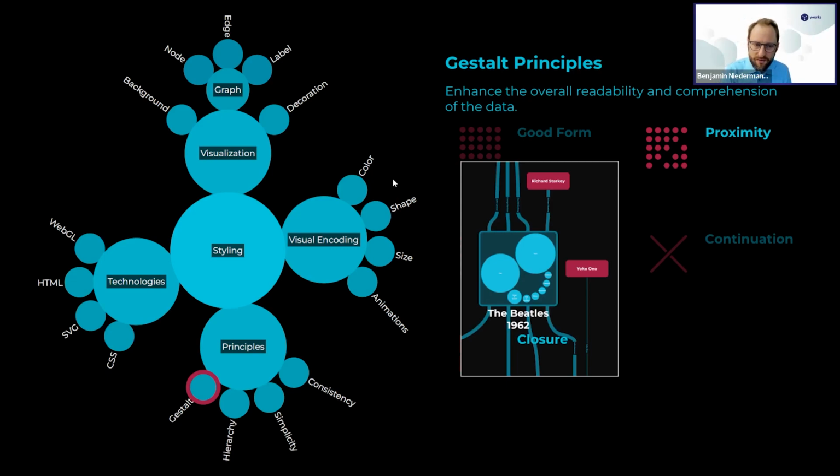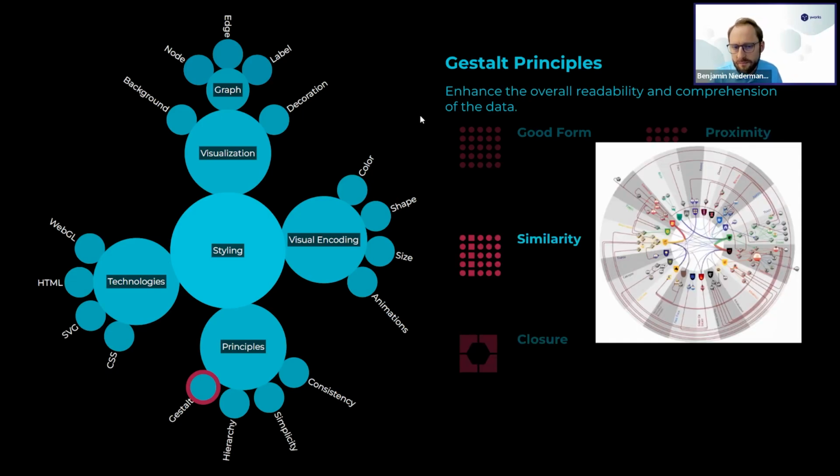Also put differently, if you place an object too close to another object, and they do not belong to each other, the user may perceive this as a connection. And this connection could be wrong. So you also need to think about introducing gaps between objects.